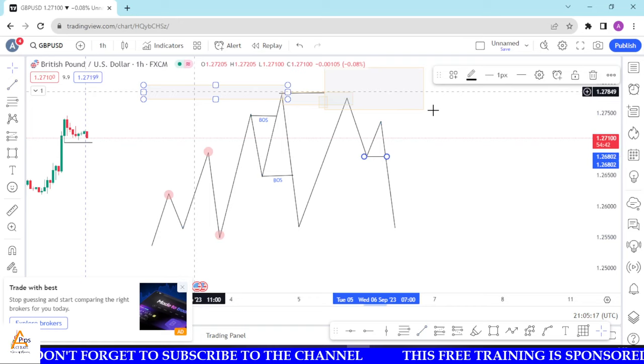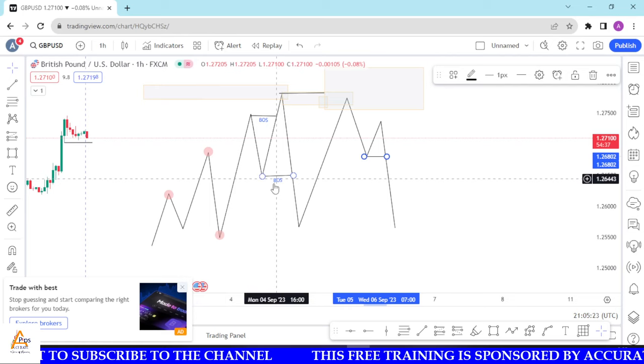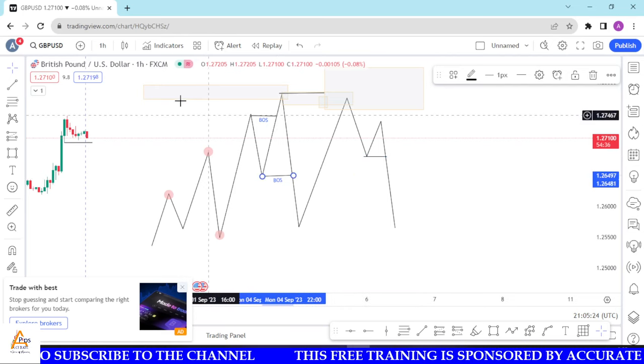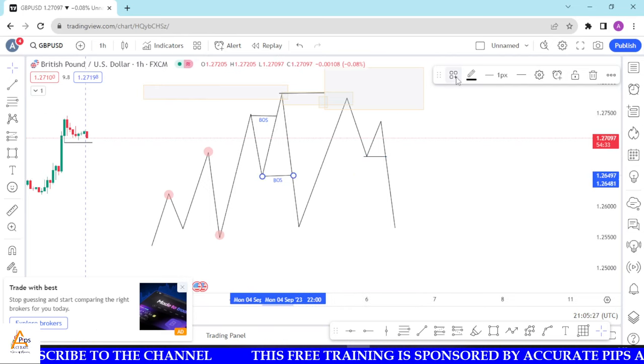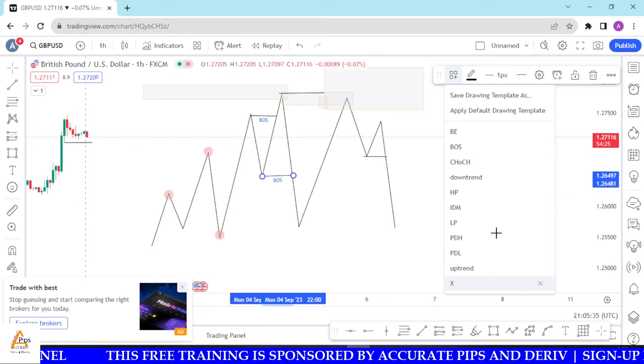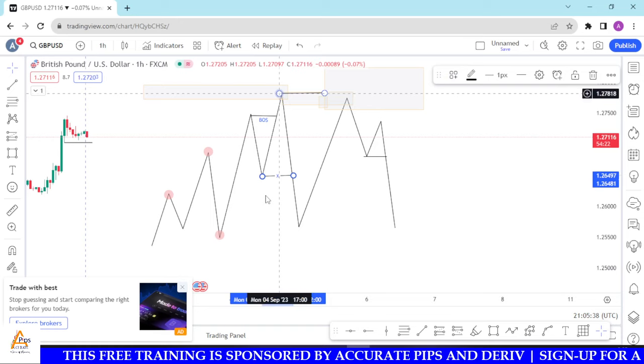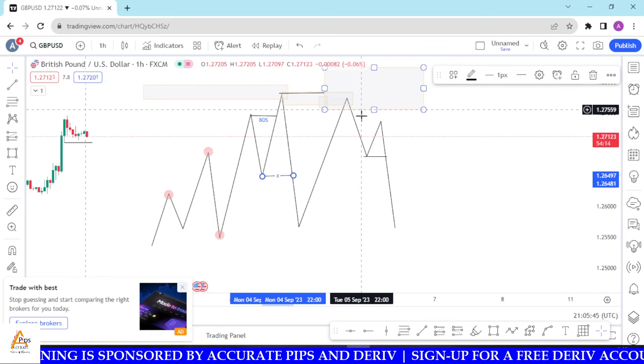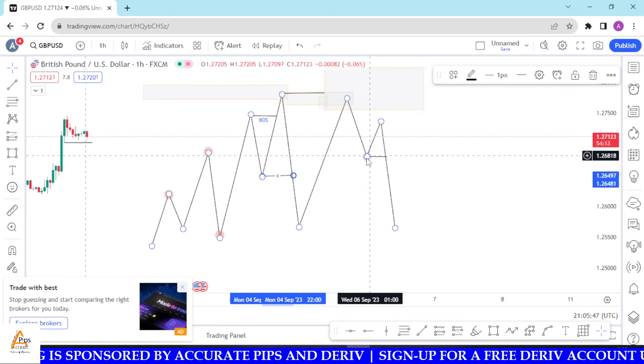In this case, this one becomes an inducement and not a CHoCH anymore. I even labeled this as a break of structure. I know that was supposed to be a CHoCH. But when we have something like this, a sweep at the top, then this one is no longer a change of character. It just becomes an inducement to confirm this as a high. Then this one now becomes our major zone of entry.